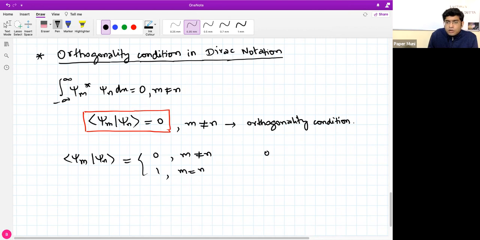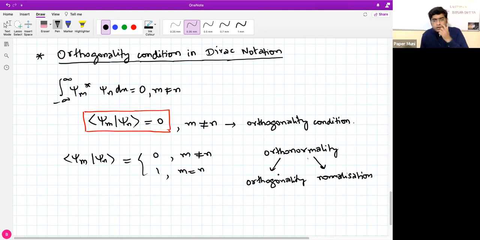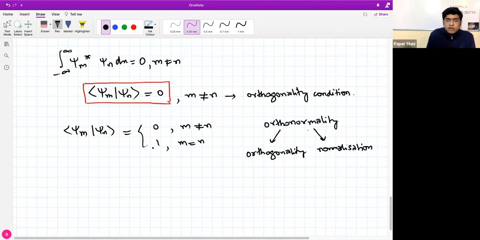So see, orthonormality is made up of two words. One is orthogonality and another is normalization. So this comes from the orthogonality, and this is the normalization condition. If both of them hold, orthogonality as well as the normalization condition, then we say that this whole thing is the orthonormality condition.